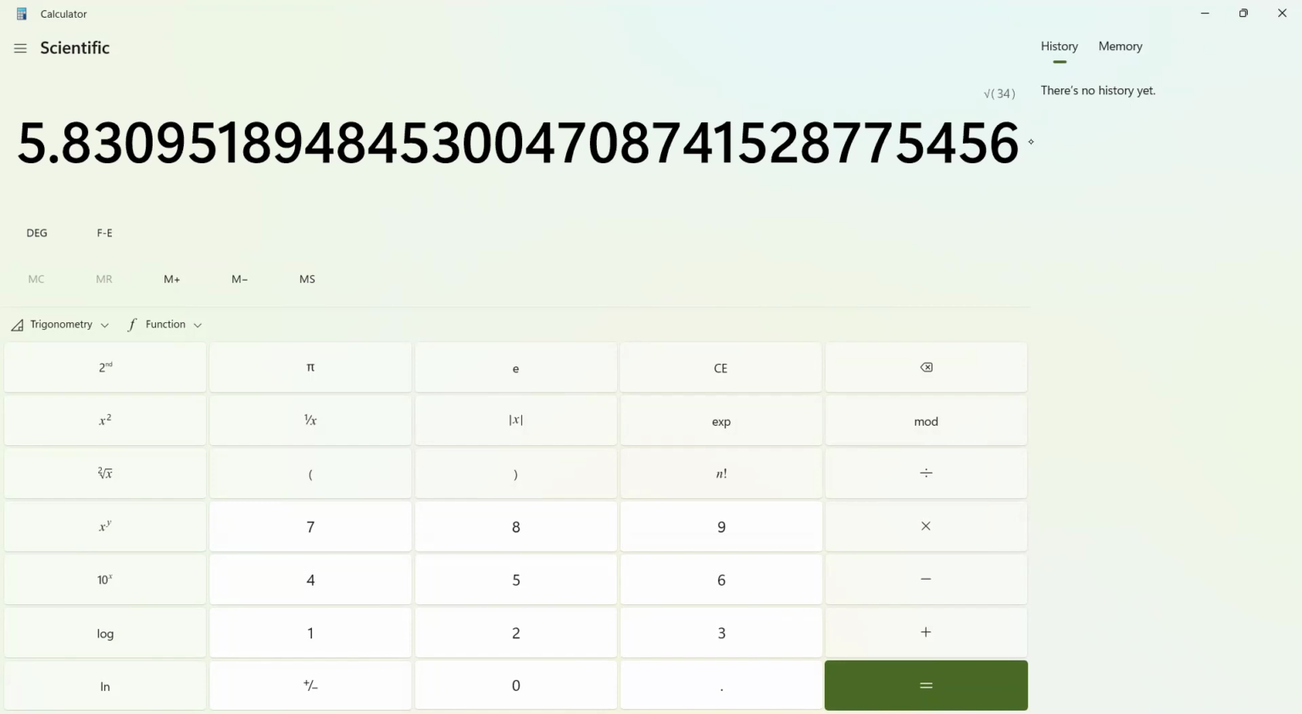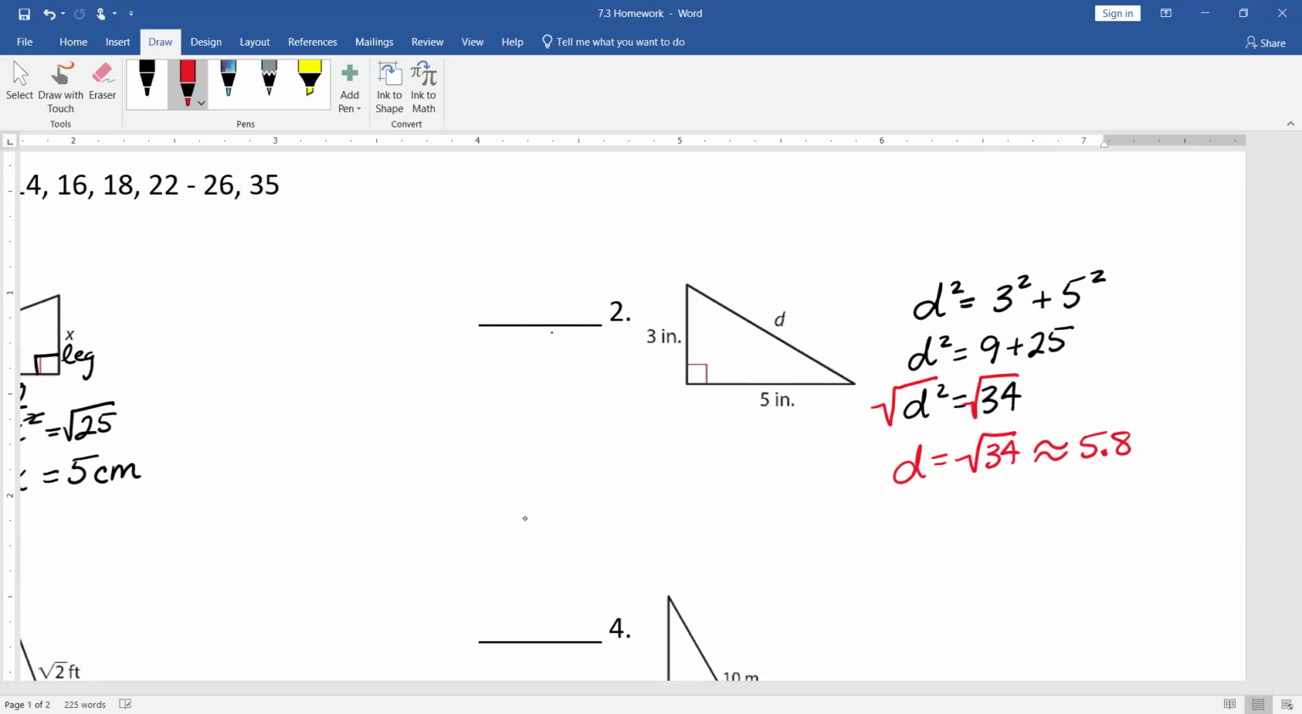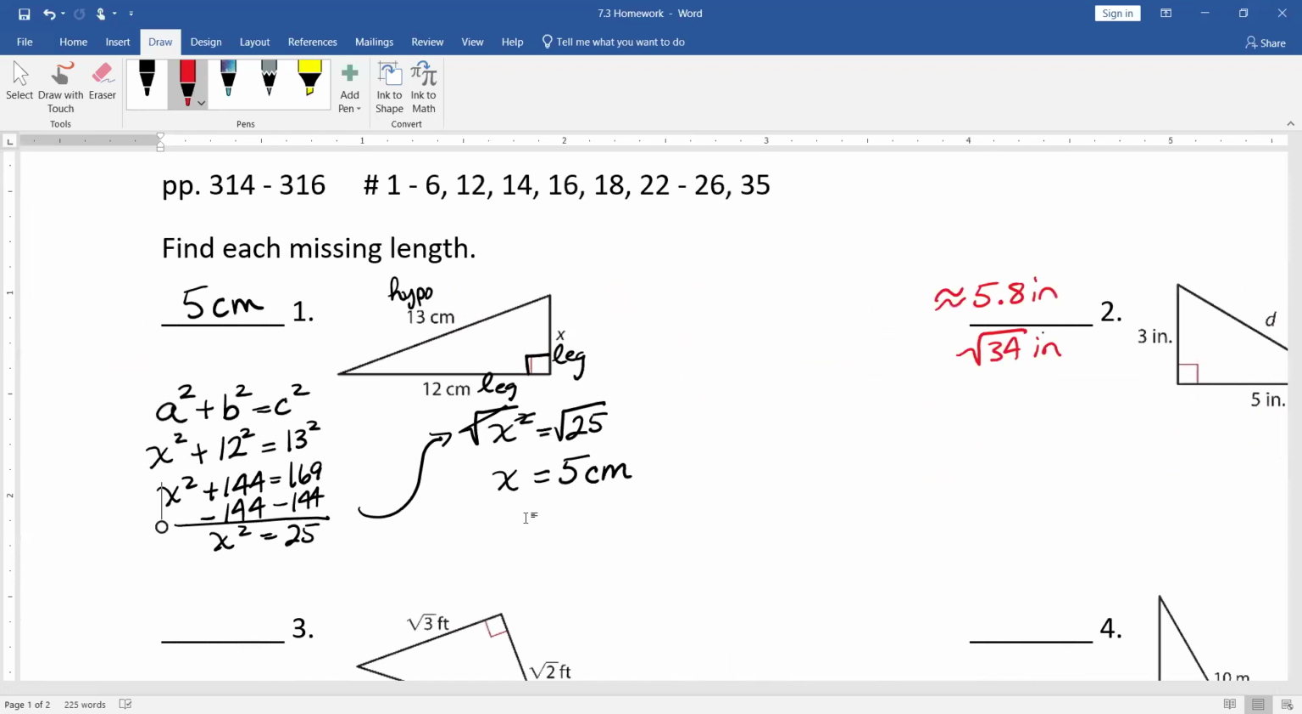In this case, we would leave the 8 the same. So this is approximately 5.8, and this one is in inches. Don't forget your units. So approximately 5.8 inches, or you could give me square root of 34 inches. Works too. All right, let's go ahead and move on through.